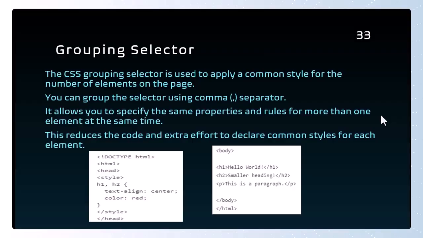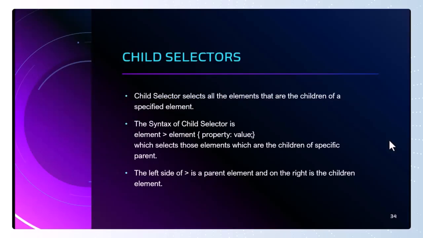The grouping selector, the CSS grouping selector, is used to apply a common style for a number of elements on the page. You can group the selector using a comma separator. It allows you to specify the same properties and rules for more than one element at the same time. And this reduces the code and extra effort to declare common styles for each element. And in this one, you see it's H1, H2.